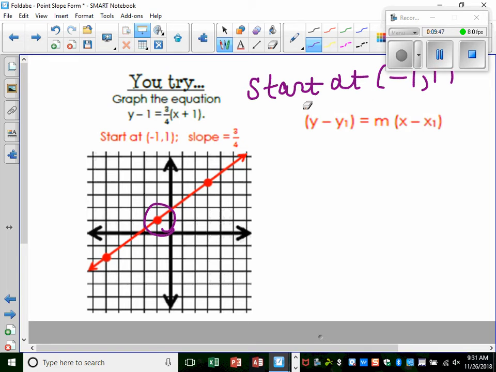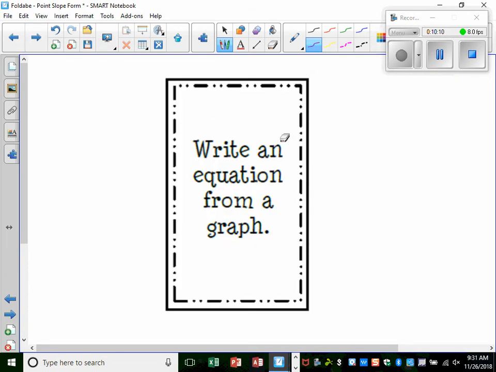All right, any questions on how to graph? Because you're going to have to do this for homework. Any questions on how to graph in point slope form? So what do we start with first? You start with the point, then the slope.